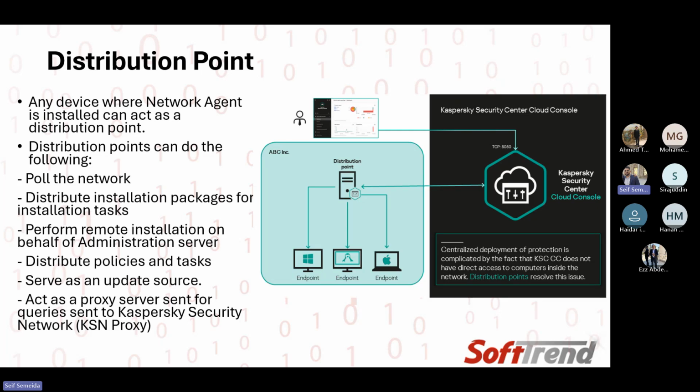So let's say you have multiple branches. Let's say you have 3 branches, and you want to limit the bandwidth usage between these devices and the Kaspersky servers. For each branch, you would have a distribution point, and each distribution point collects all the updates or data from these devices and sends it onto the servers.